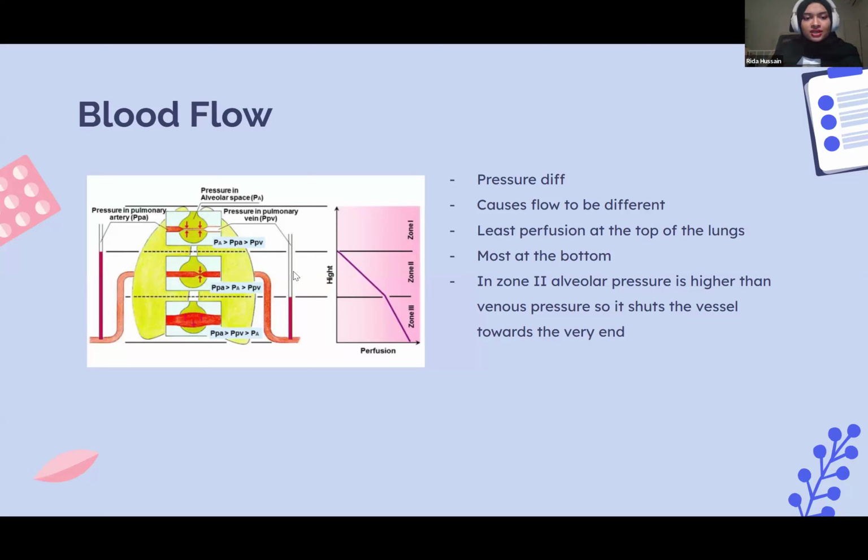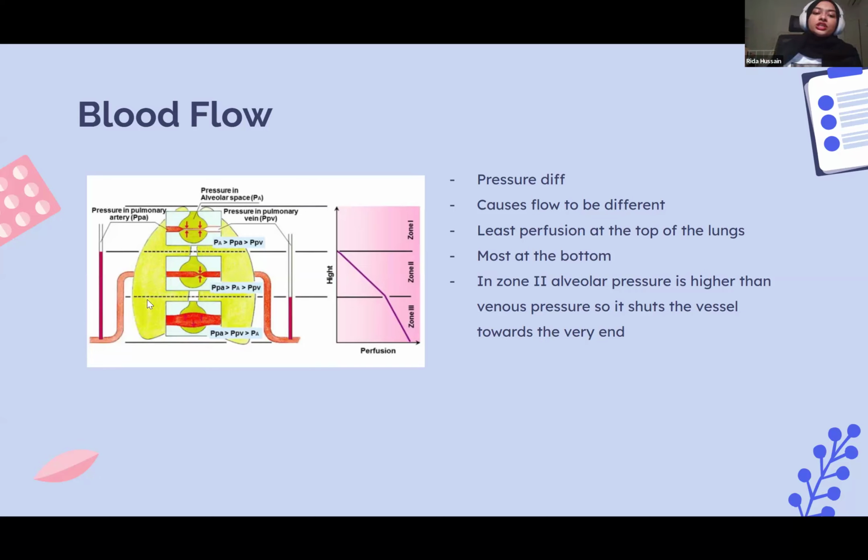In zone 2, there's a bit of a difference. There's more perfusion because now the alveolar pressure is overpowered by the arterial. So what that means is that the arterial pressure is higher than the alveolar pressure. However, the alveolar pressure is still greater than the venous pressure. So the capillary is only constricted towards the end, as you can see over here. It's not fully shut because the arterial pressure is still higher than the alveolar one, but it is shut towards the end. So there is perfusion, but not to the maximum capacity.